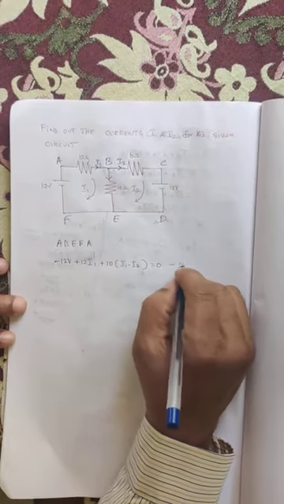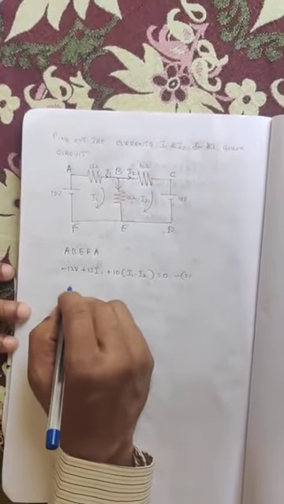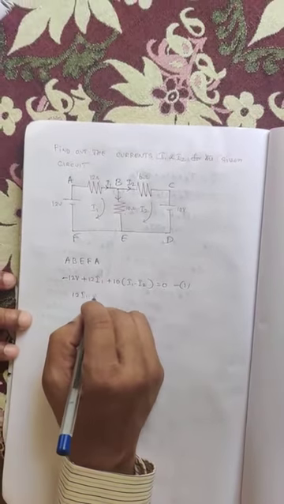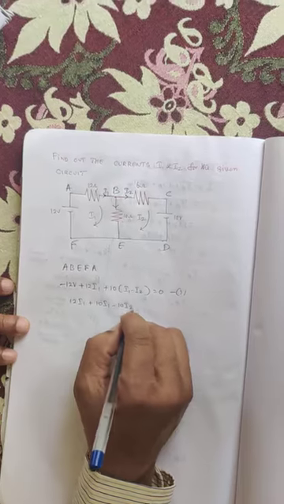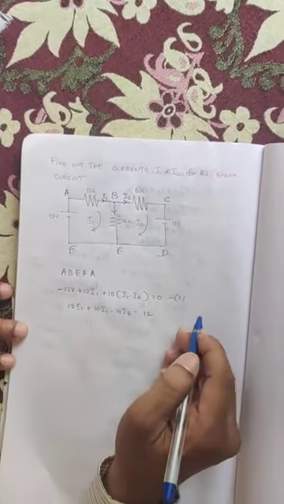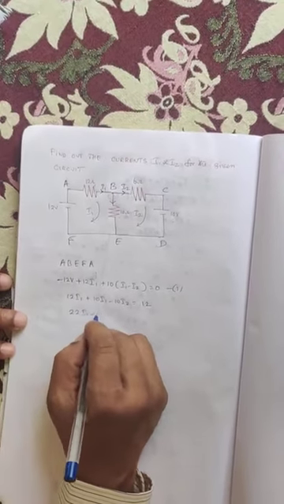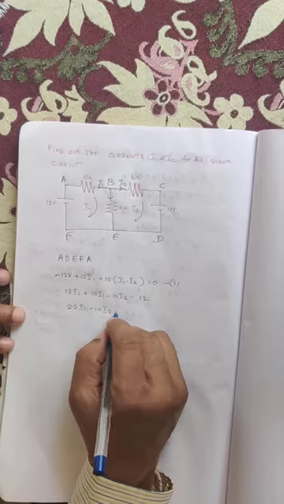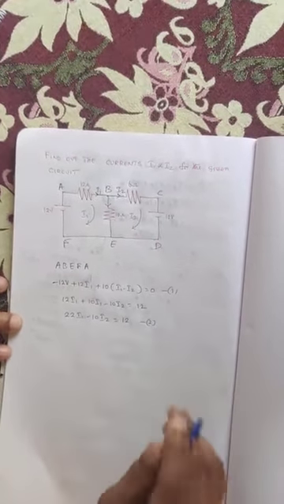This is our first equation. Now simplifying this, 12 I1 plus 10 I1 minus 10 I2 is equal to 12. I am taking the minus 12 to the other side. So now adding, 22 I1 minus 10 I2 is equal to 12. Name this as equation number 2.